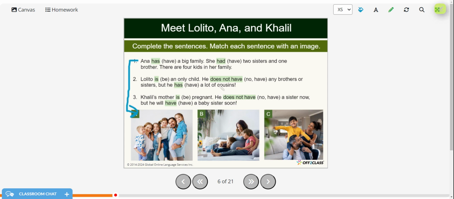Okay, Lolito is an only child. He does not have any brothers or sisters, but he has a lot of cousins. That would be picture C because we have dad, mom, and Lolito, but no brothers or sisters. Khalil's mother is pregnant. He does not have a sister now, but he will have a baby sister soon. So this is his pregnant mom. This is Khalil. He has a brother right now, but his sister is not yet born. So number three is picture B.